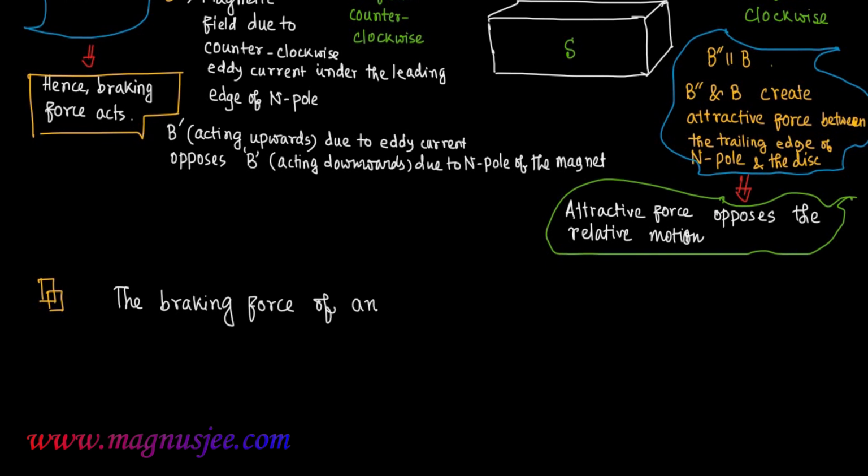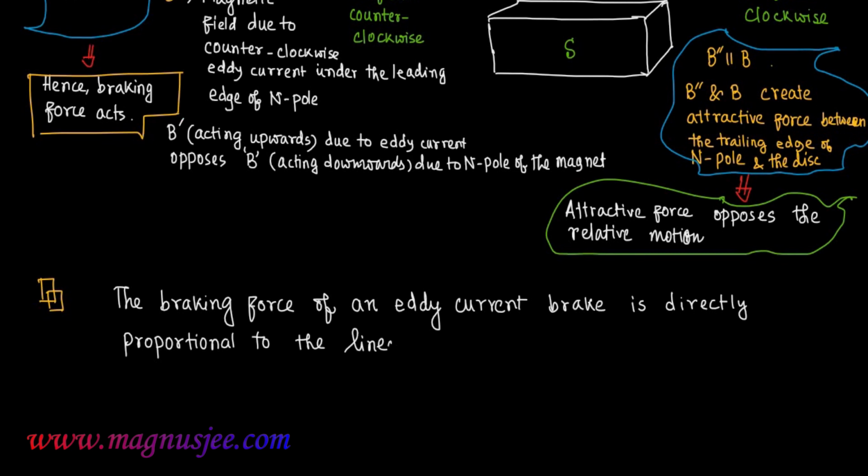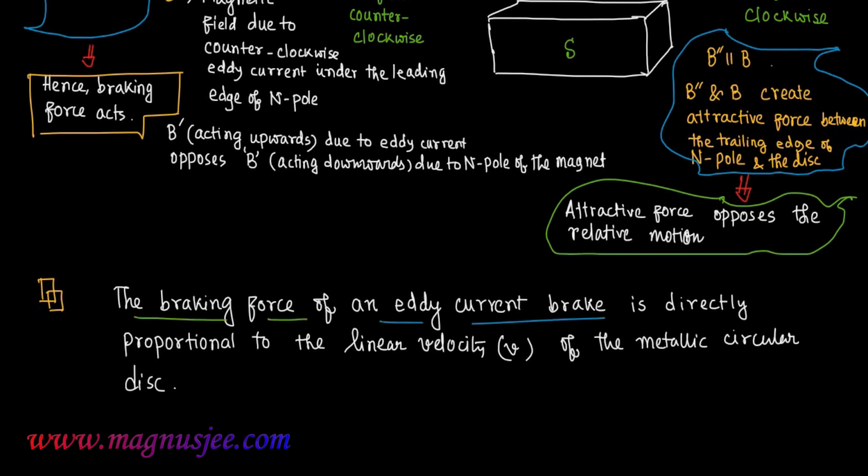The braking force of an eddy current brake is directly proportional to the linear velocity V of the circular metallic disc.